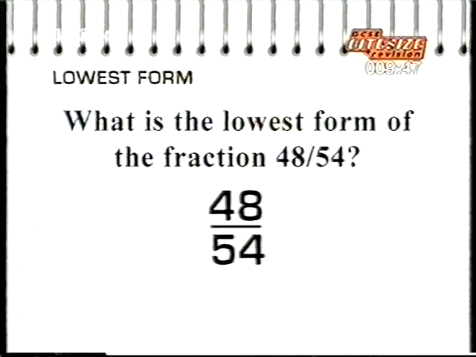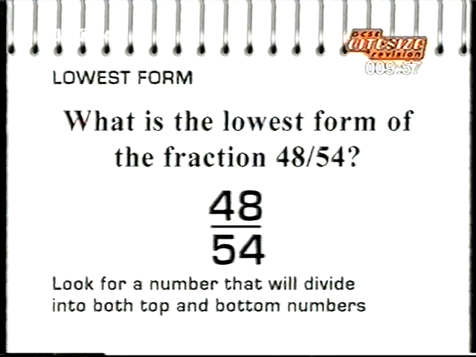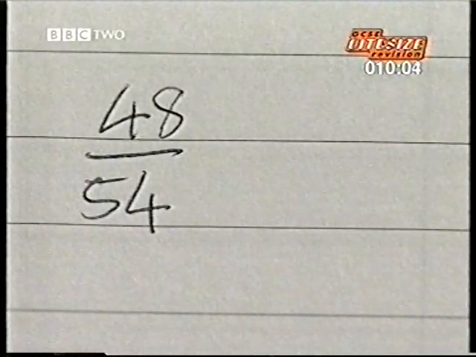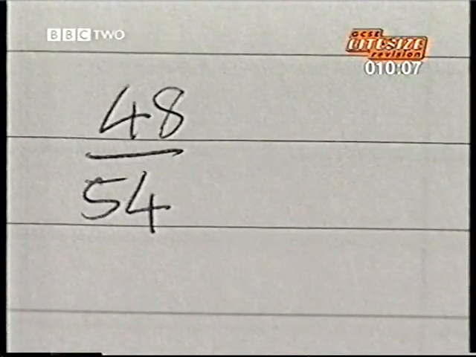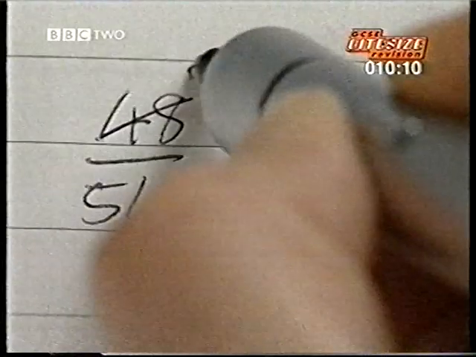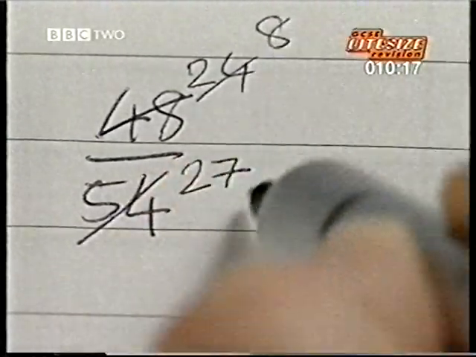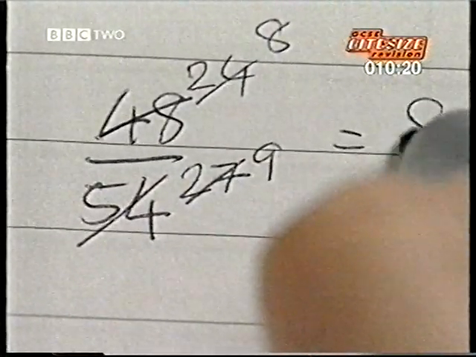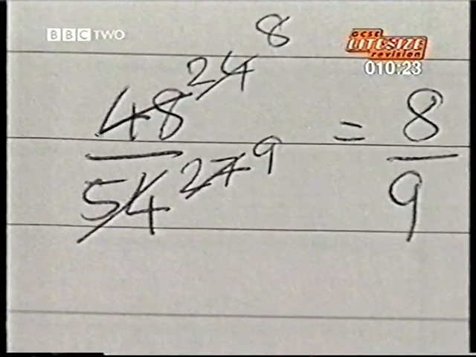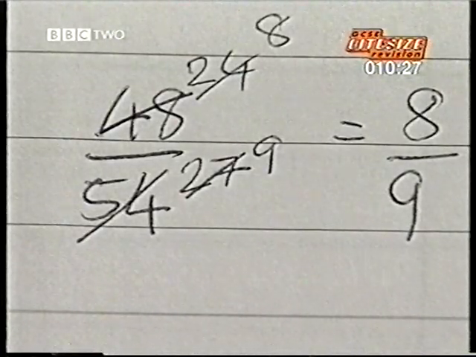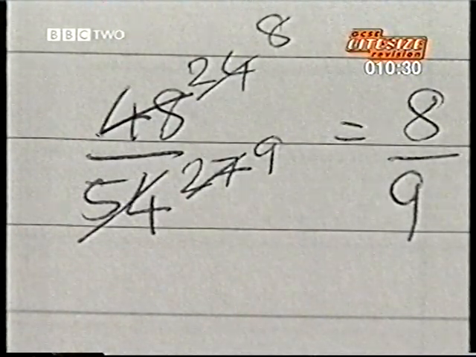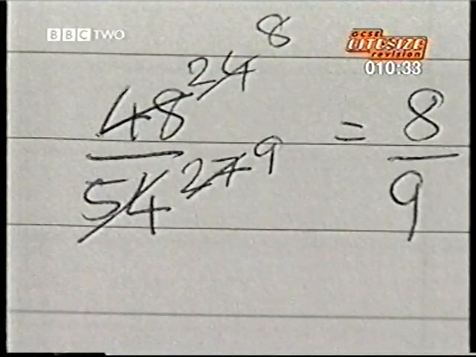Here's another one. What is the lowest form of the fraction 48/54ths? To simplify this fraction to its lowest form, we're looking for a number that will divide into both the top and bottom parts of the fraction. This can be done in more than one step. We can see that 48 and 54 both end in an even digit, so they can both be divided by 2. That makes the fraction 24/27ths. But we can go further. Both 24 and 27 can be divided by 3, and that makes the fraction 8/9ths, which is as far as we can go. So the lowest form of the fraction 48/54ths is 8/9ths. Of course, you could have simplified this in one go by dividing the top and bottom by 6.